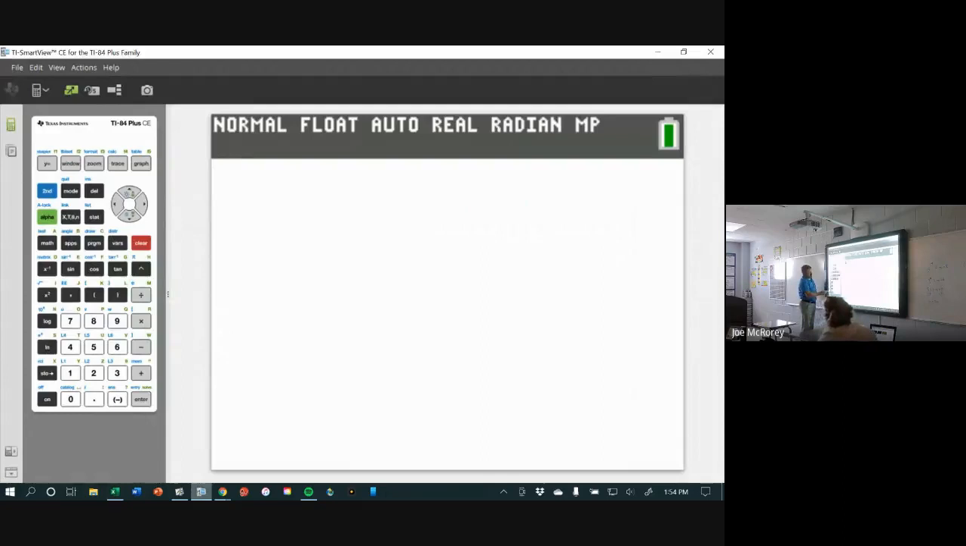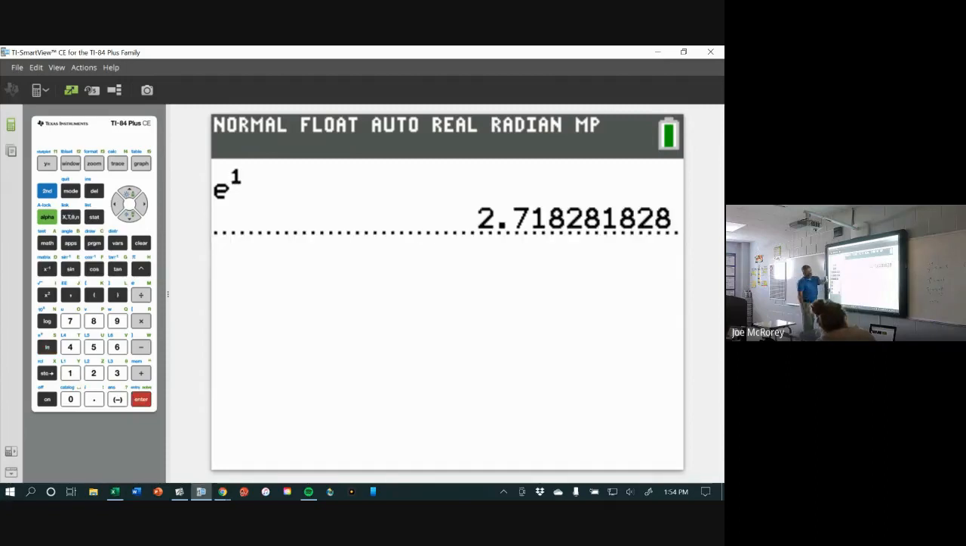Okay, on the calculator, see this button that says LN on it? Right above it is e to the x. If you press second, e to the x, what would be a good exponent to tell you what e was? 1. There it is. 2.7.